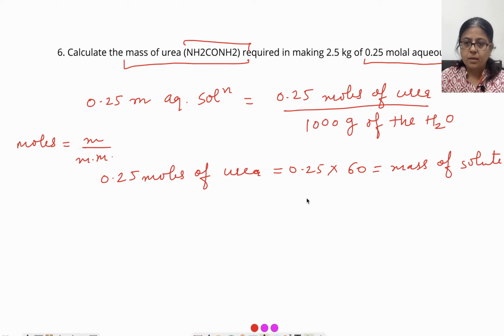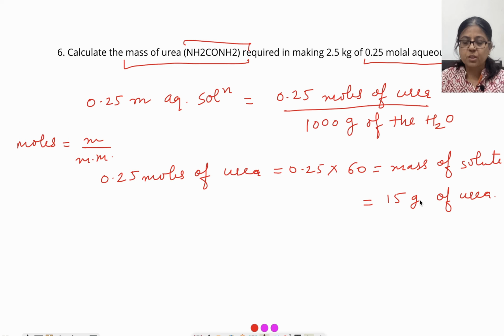This means that the value is coming as equal to 0.25 into 60, which is 15 gram. 15 gram of urea is dissolved here to make 0.25 molar aqueous solution in 1 kg of the solvent, that is 1000 gram of the solvent. But we need to calculate the mass of urea in 2.5 kg of the 0.25 molar aqueous solution. So you have to calculate here the value in 2.5 kg of the solution.